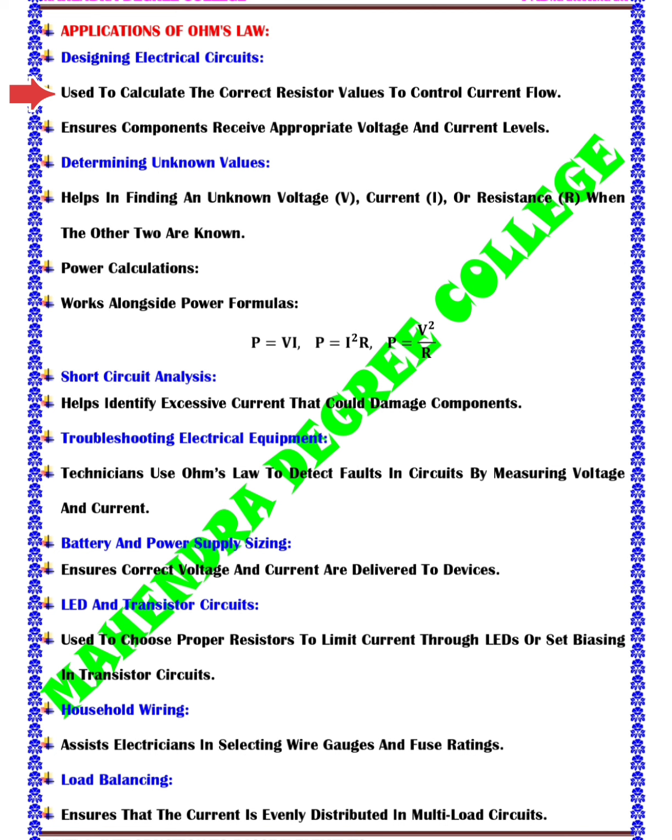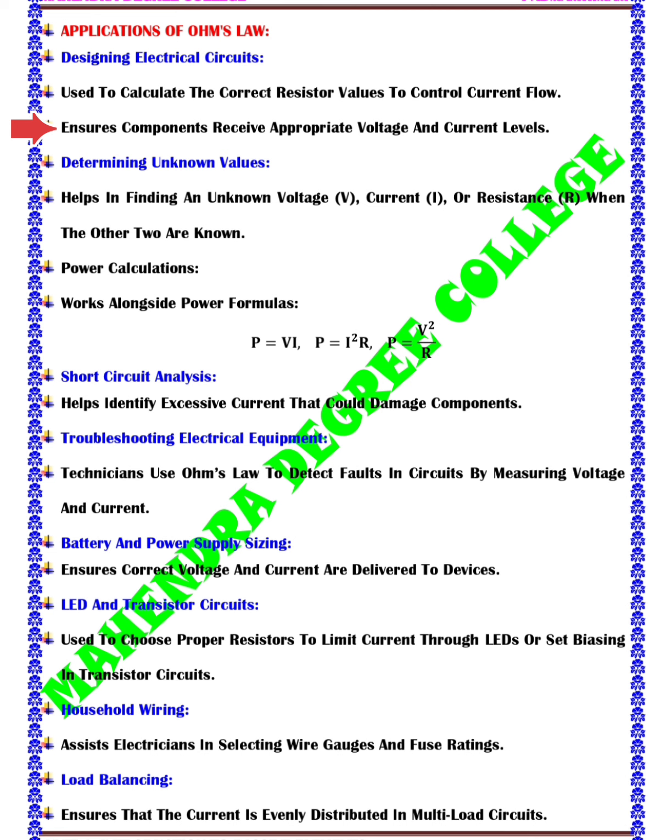This version calculates voltage when current and resistance are known. I equals V divided by R. This version calculates current when voltage and resistance are known. Ensures components receive appropriate voltage and current levels.